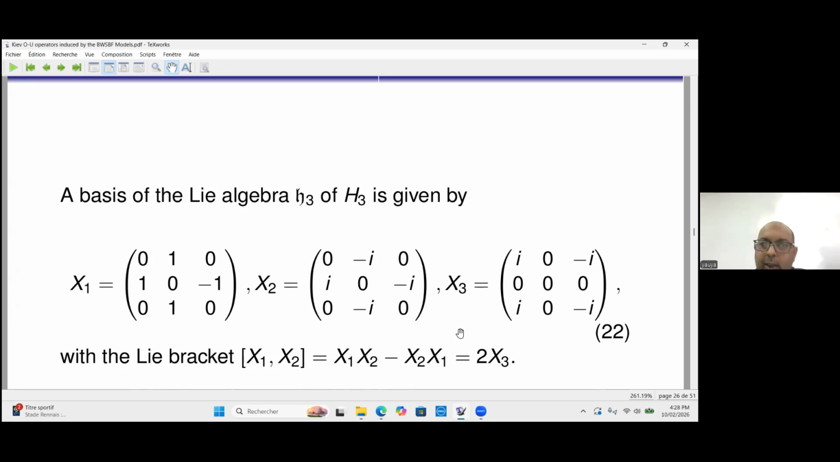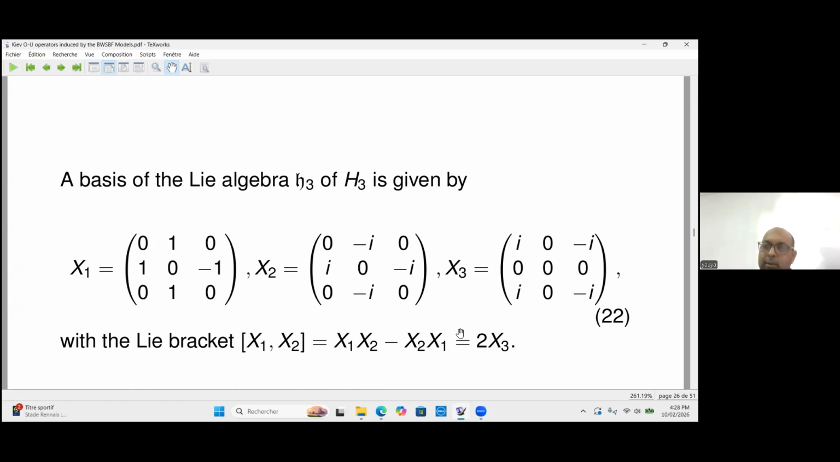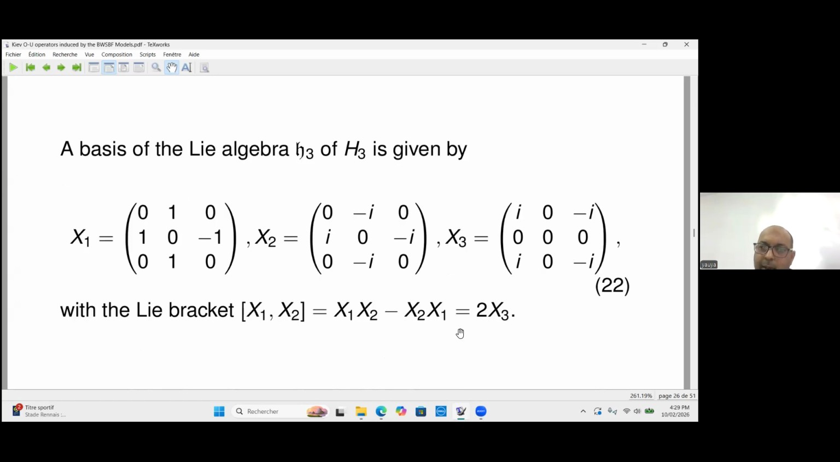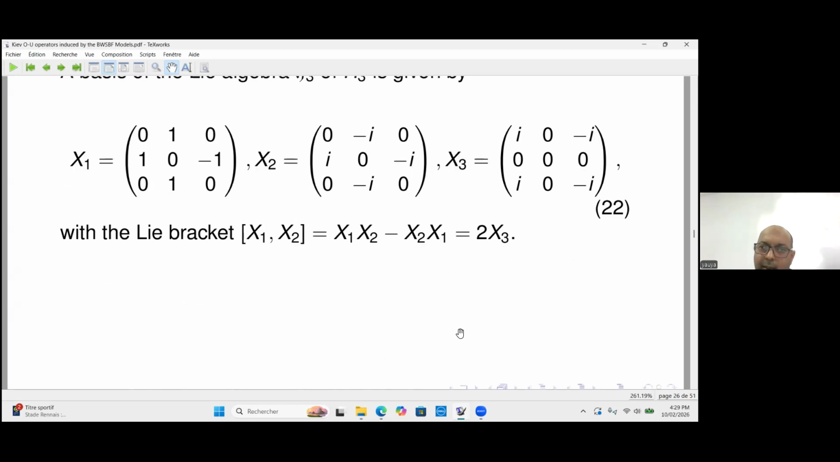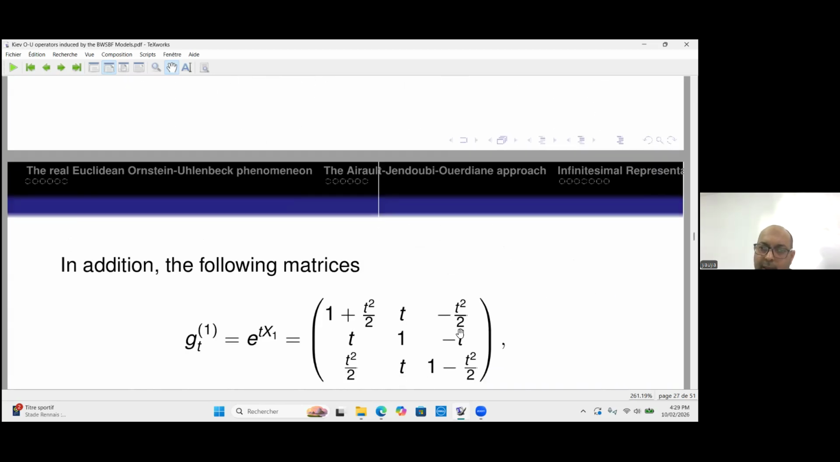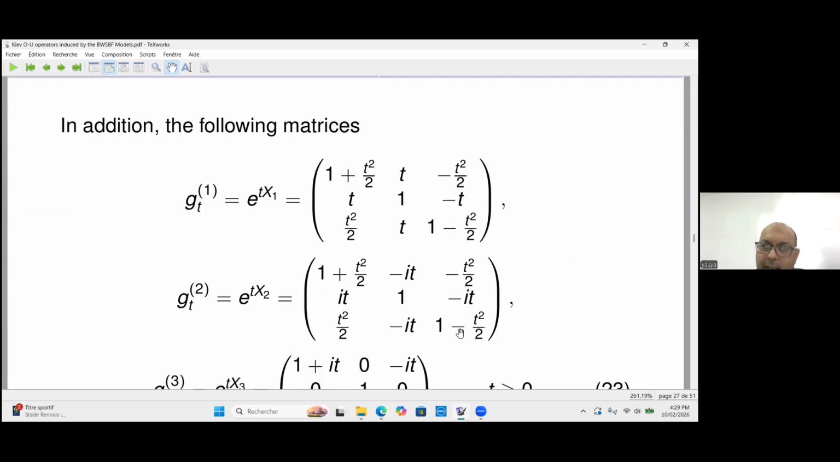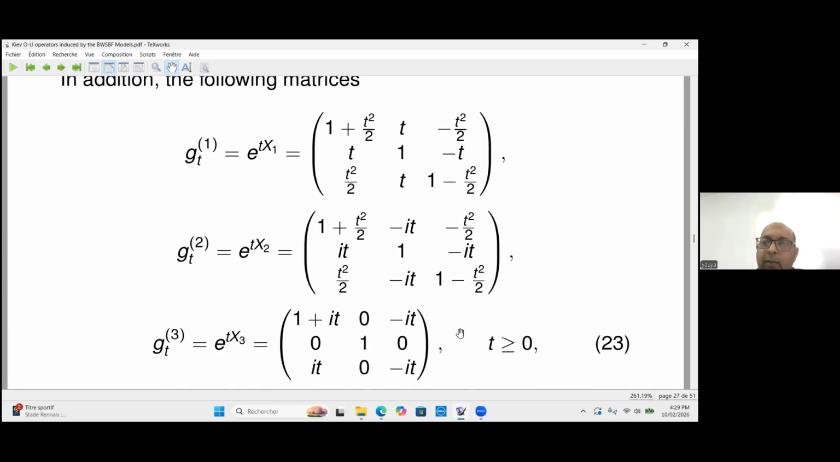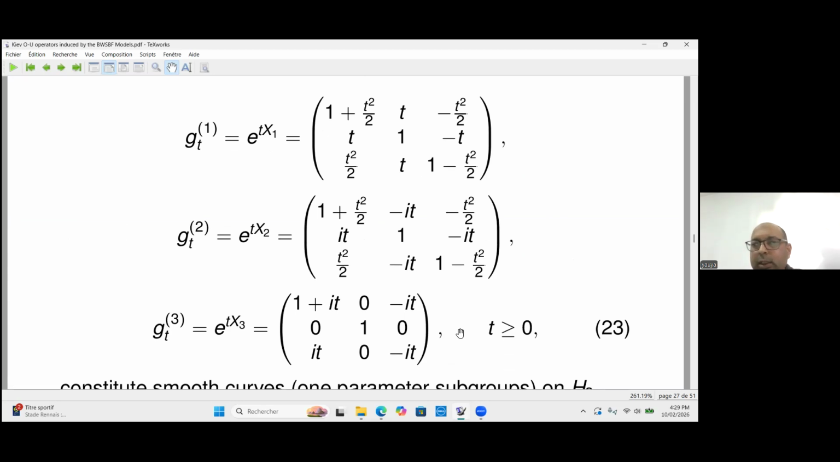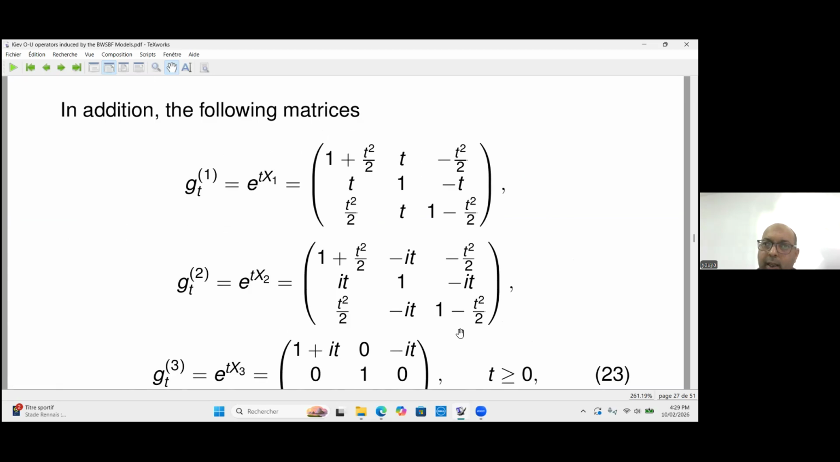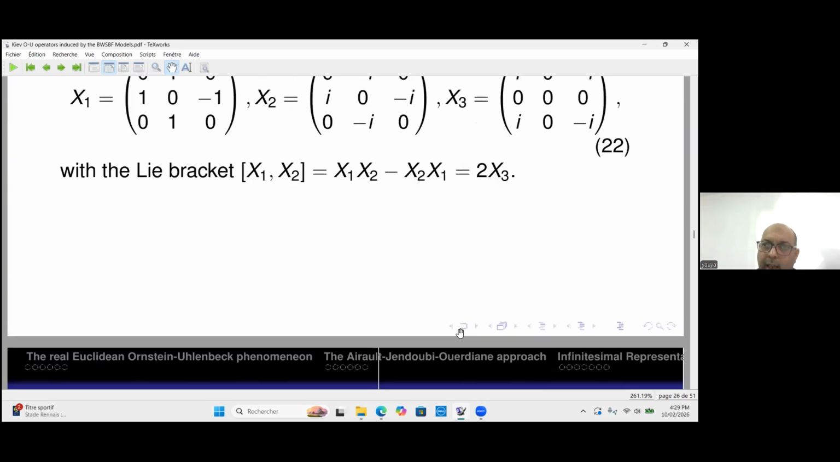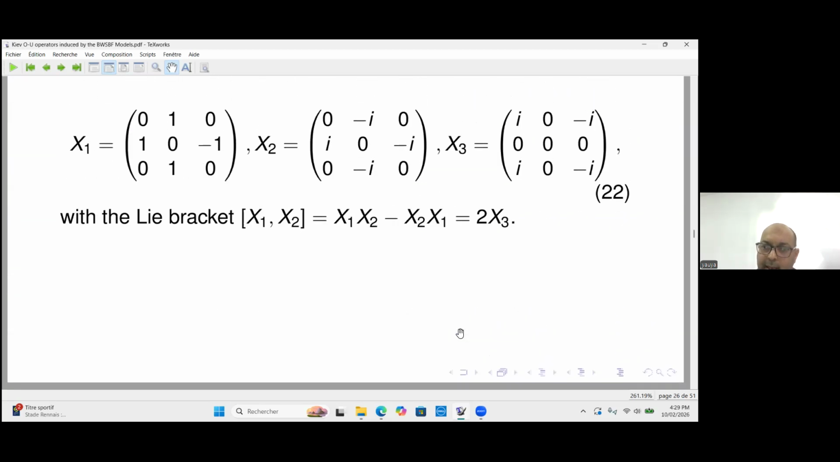In fact, here we have some graded Lie algebra. It is called two-step. And our result here: I calculate the curve passing by the identity related to the generators of the Lie algebra, x1, x2, x3.